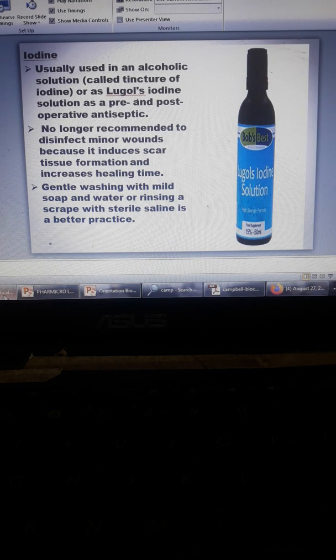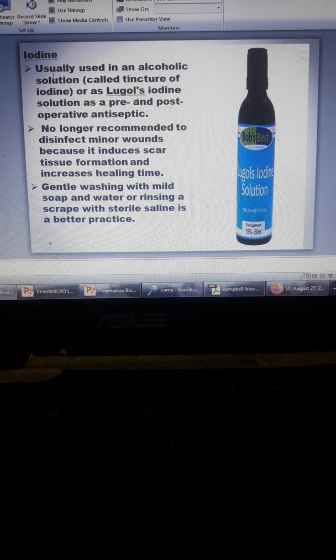To continue our discussions in microlab, we go now to another disinfecting agent or antiseptic agent known as iodine. Usually iodine is used in alcoholic solutions. Usually it is called tincture of iodine or Lugol's iodine.